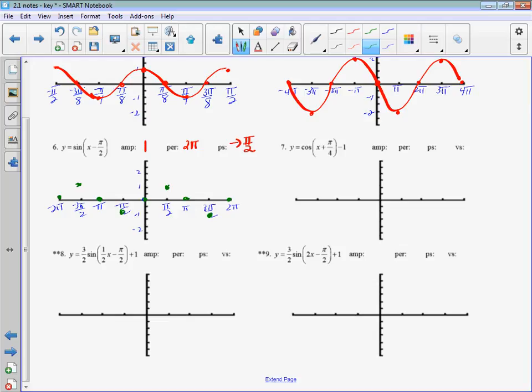Okay. We still have to do the shift then. So we have to move to the right by pi over 2. How many tick marks is pi over 2? Just 1, right? It's over 1. Okay. So what you're doing is taking your green dots and moving them 1 tick mark to the right.